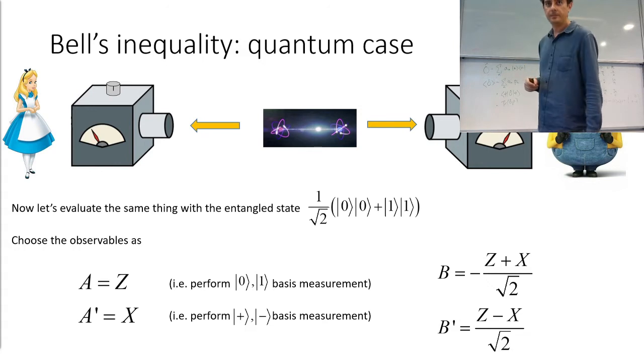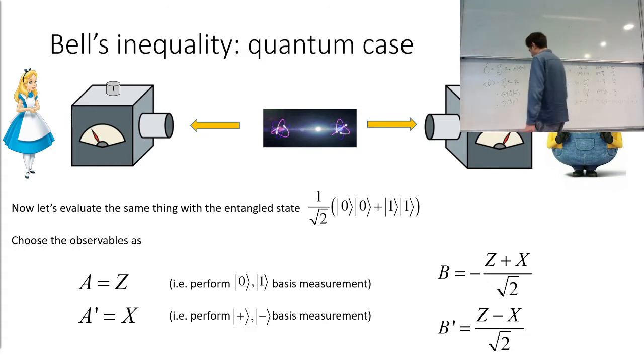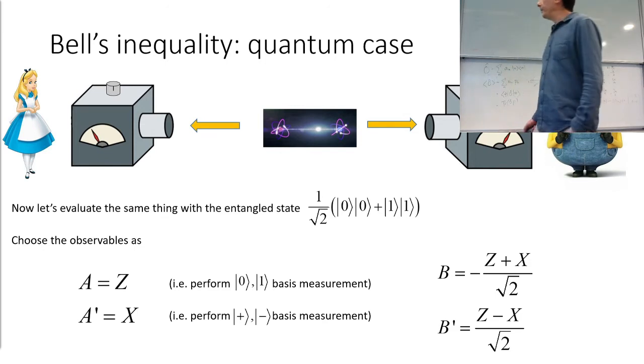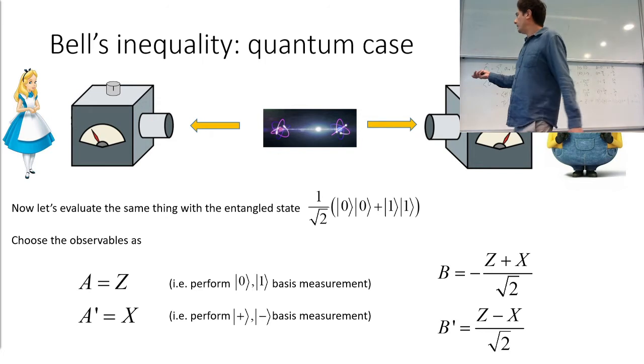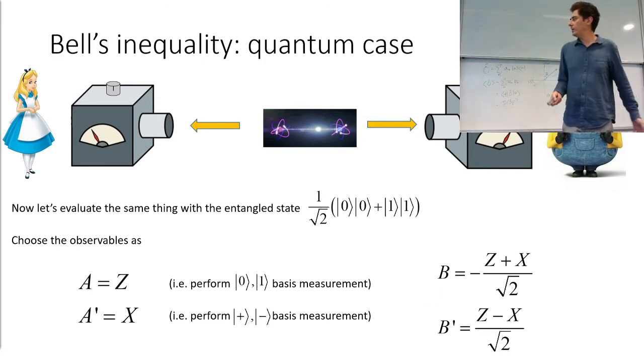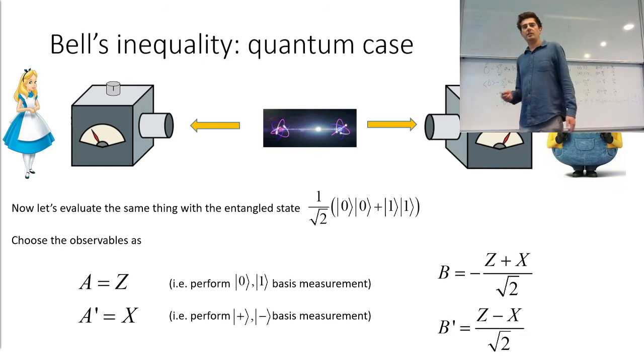So we can arbitrarily choose a measurement. Yes. But it's just that this particular case is the most interesting because it's the one that actually breaks this CHSH inequality.